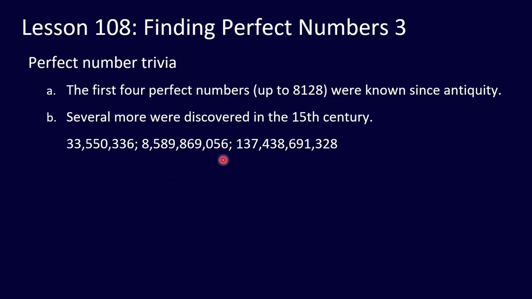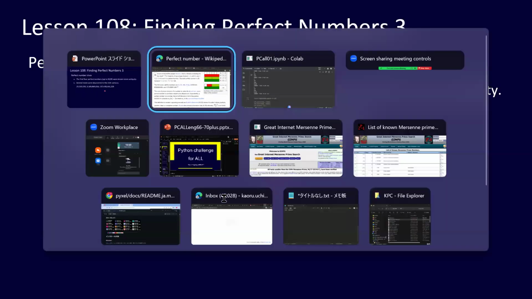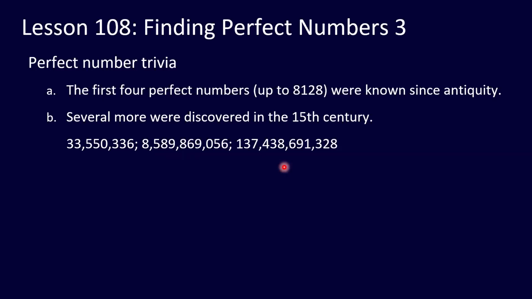And this is much larger. This is like 8 billion. No, no, 8 trillion. Sorry, this is 8 billion, 137 billion. So the next ones are much larger. It was only in the 15th century that they were discovered, after say 2000 years.